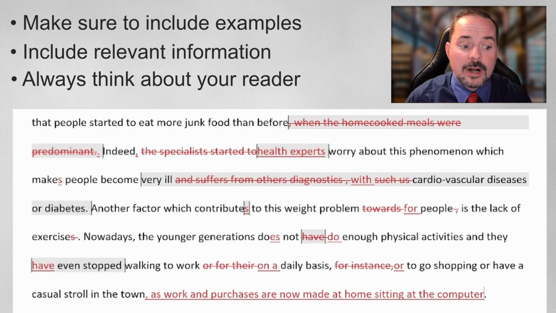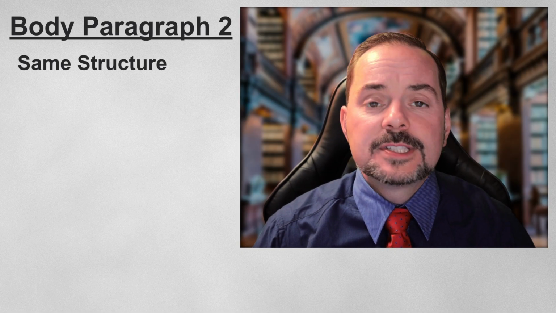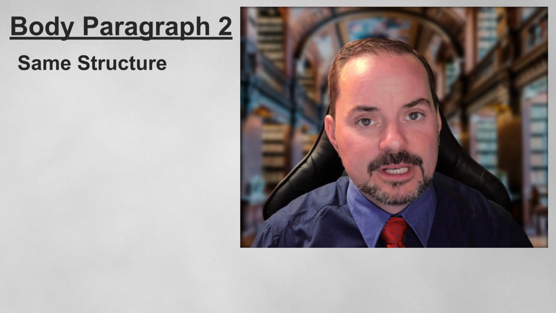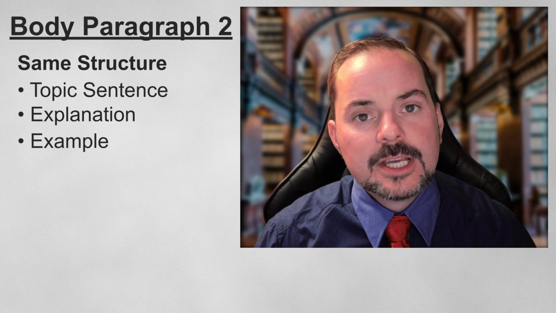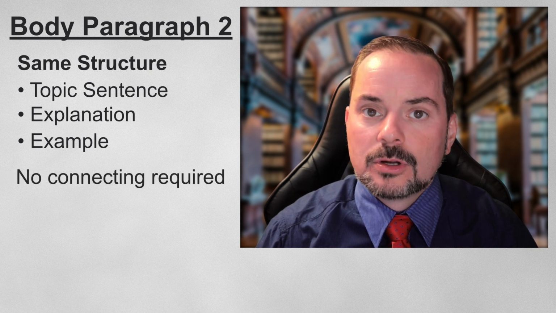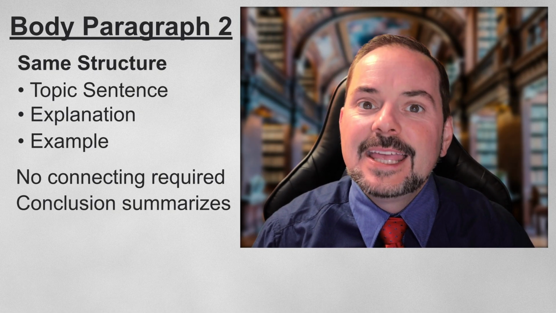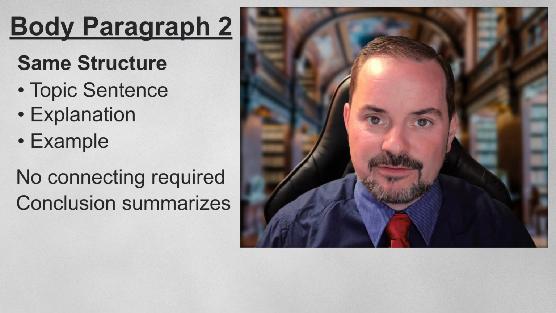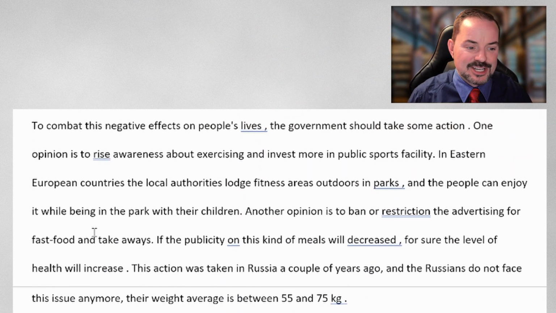Or to go shopping or have casual stroll in the town, as work and purchases are now made at home sitting at the computer. The second body paragraph follows the same structure as the first: topic sentence, explanations, and examples. It does not necessarily need a connecting sentence to the conclusion, because the conclusion summarizes all the information in the essay and gives a bit of extra information. Let's read this second body paragraph as it is, before corrections.